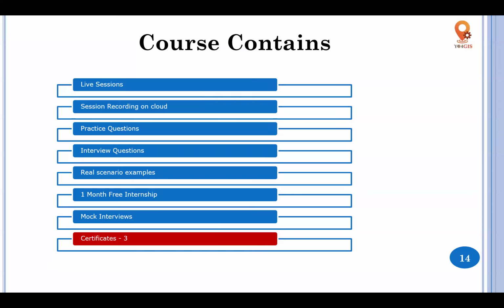One certificate you will get from U4GIS. Another certificate you will get from the ITT Council New Delhi, because for more weightage of the certificate we already have a tie-up with ITT Council New Delhi. To get that certificate, you need to pay 750 rupees additionally. And the third certificate you will get for the internship. So altogether you can get 3 certificates in the course.